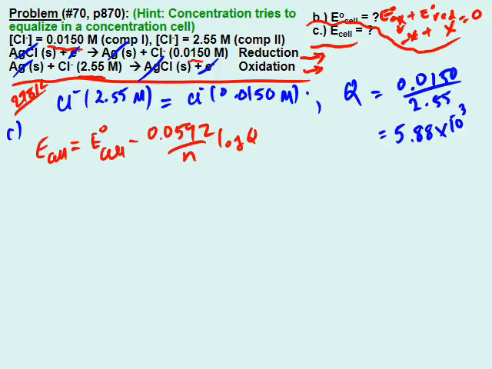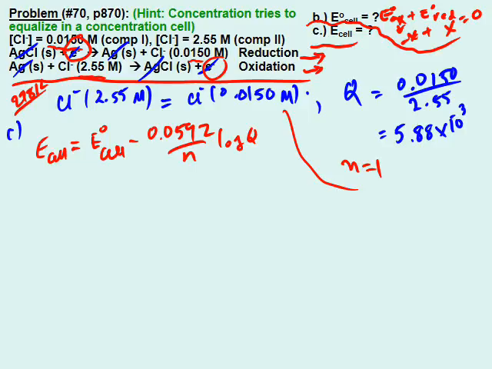Now, do I know the n value? Yes. If you look at the reaction, I already canceled out the electron. We have 1 electron. Let me circle those. So n equals 1. In this case, the number of electrons being transferred from one half cell to the other is equal to 1.